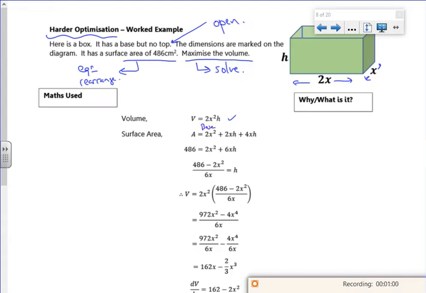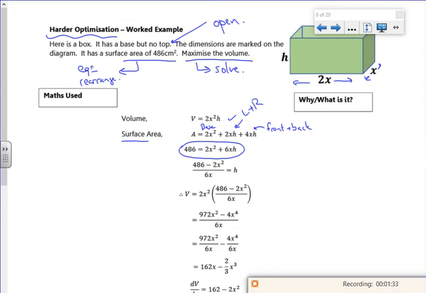2xh, now be careful, the front bit is 2xh, the back is 2xh, so that bit there, the 4xh, is the front and back. One of the sides is xh, so two sides, the left and the right, is 2xh. Right then, so this is for the surface area. So I know that 486 is my 2x squared plus 6xh.